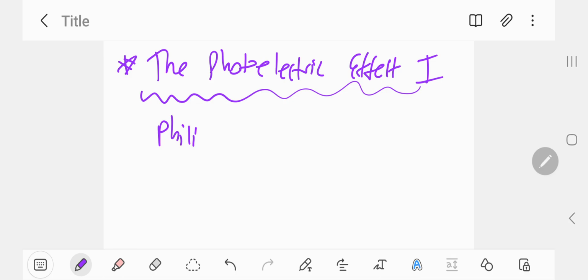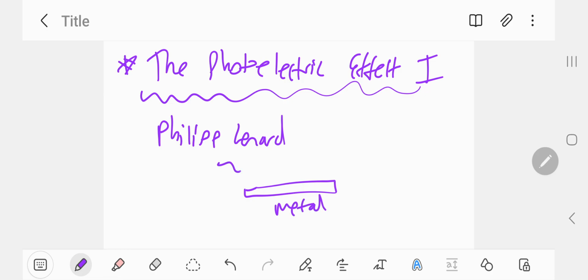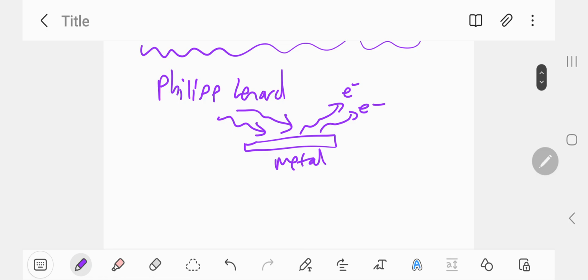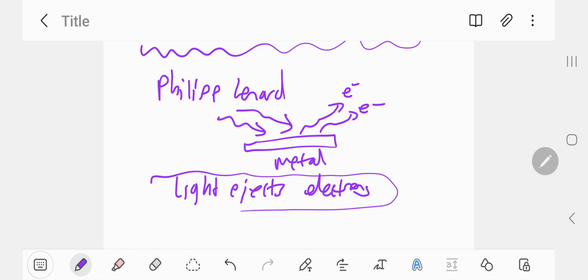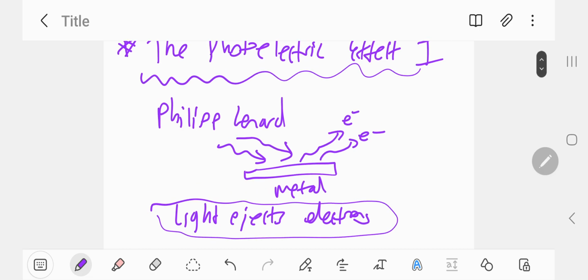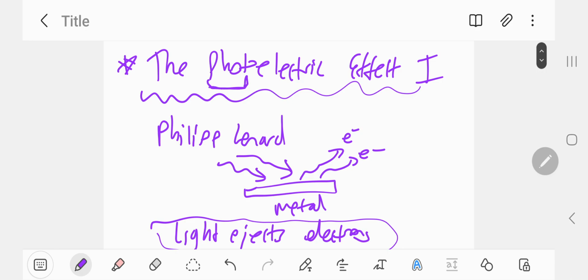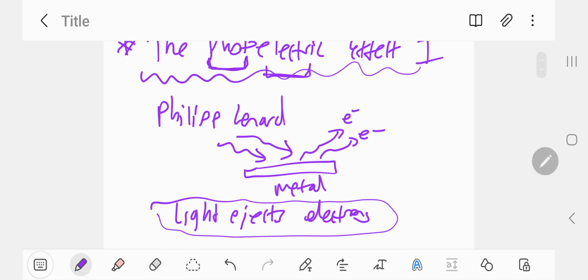A physicist named Philip Lenard took slabs of metal and fired light at the metal, and he found an interesting result. He actually found electrons from the metal being ejected. So light ejects electrons. That was Lenard's observation. This is called the photoelectric effect. Photo is Greek for light. Electric, think of electricity. So light is causing electricity.